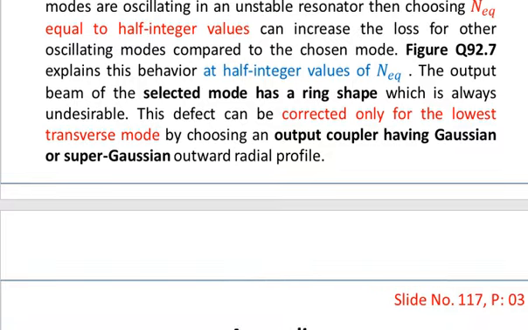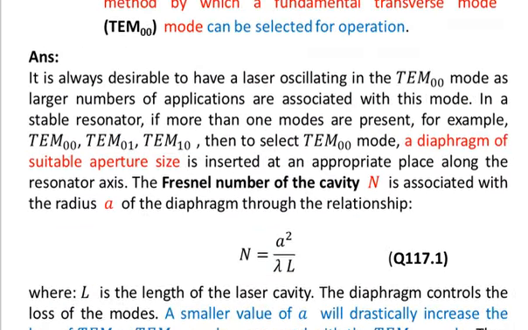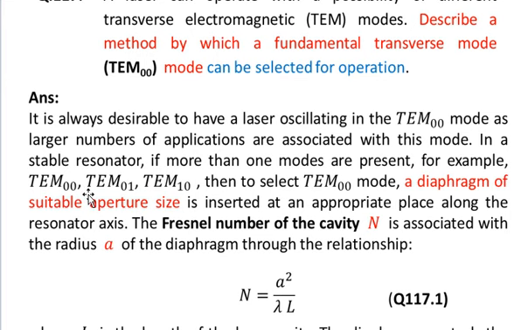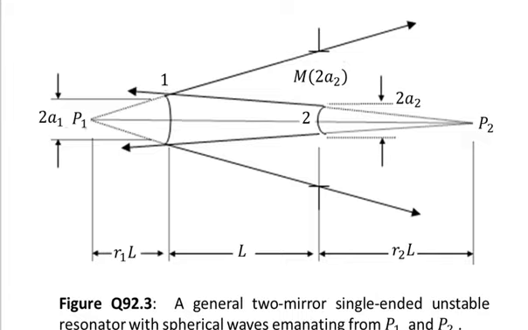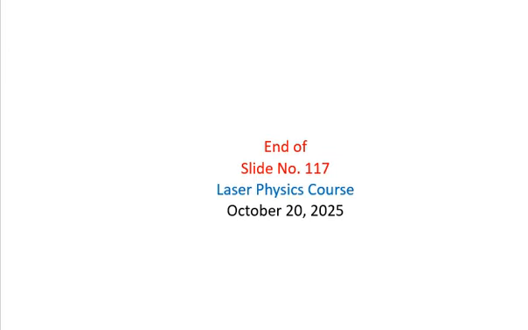So I have tried to explain how you can choose one of the modes, for example, preferably the TEM00 mode can be chosen. And the other modes, that is TEM01 and TEM10 modes, can be attenuated in comparison with the TEM00 mode. And in most applications, the TEM00 mode is the desired mode. I have explained how this mode can be obtained in the text. So this is the end of slide number 117.